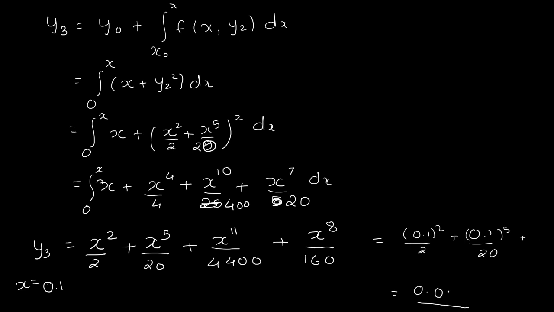It will be 0.005 and something further. You will be using your calculator for this and you will be finding the answer. Whatever this answer is, up to 4 digits after the decimal point, you will have to find that. And that will give you your final answer.